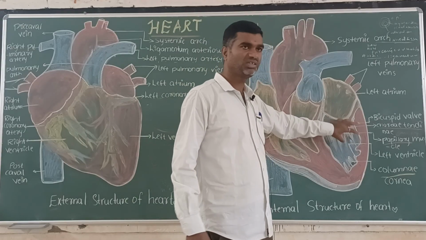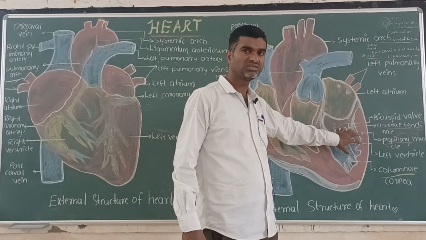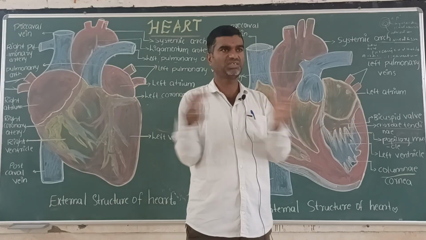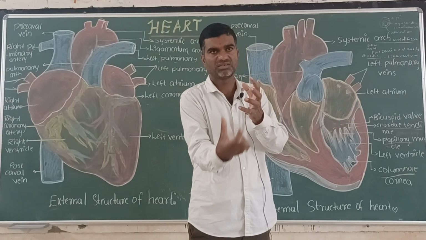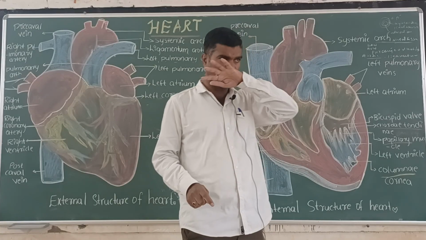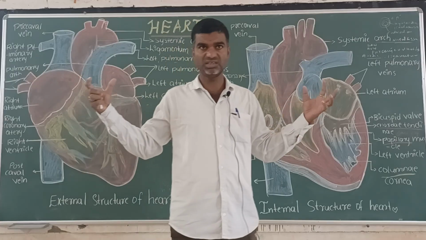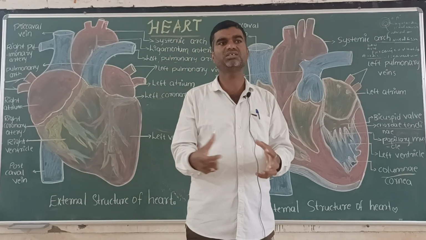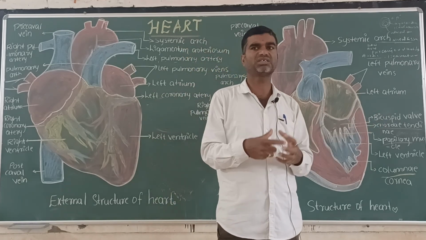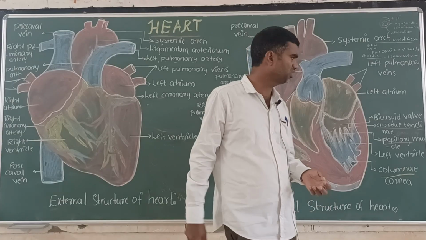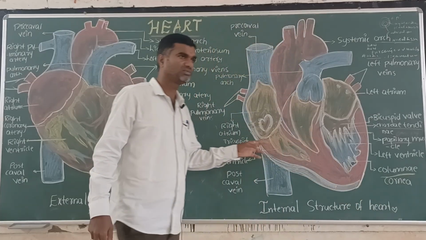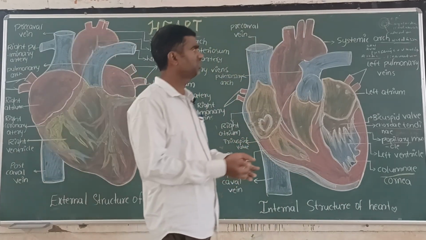When the blood is filling into the ventricles and the ventricles are contracting, the blood is pumping into the systemic arch and pulmonary arch, okay. When the atria contract, the blood goes from the tricuspid and bicuspid valves where? Into the ventricles. When the ventricles contract, the blood enters the systemic arch and pulmonary arch.